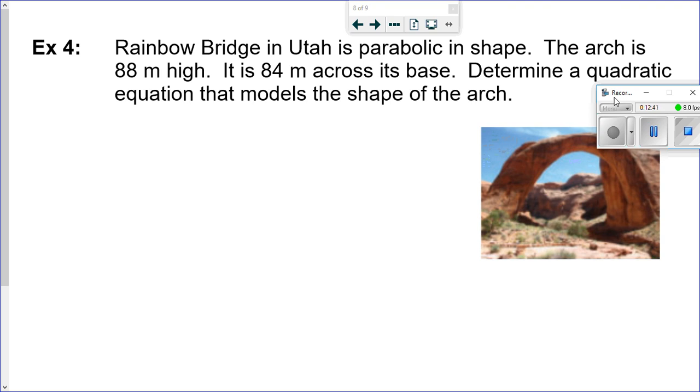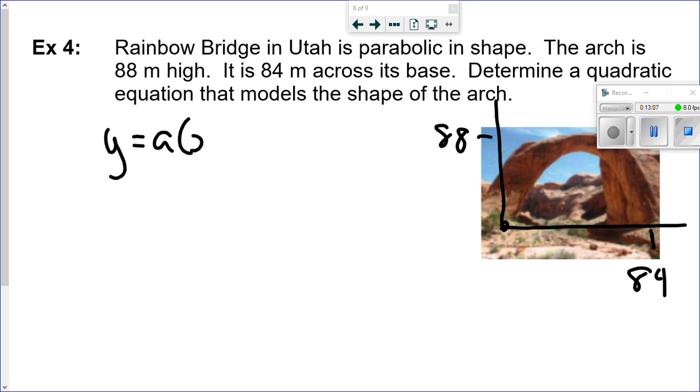Now, the honest answer is here, we can put a grid on this thing any way we want, but the laziest way, the easiest way, is to put one side of the arch right at 0, 0. So what it means is that the other side of the arch is at 84, and it says it's 88 high. Remember which format we're starting with, and we can start substituting in.